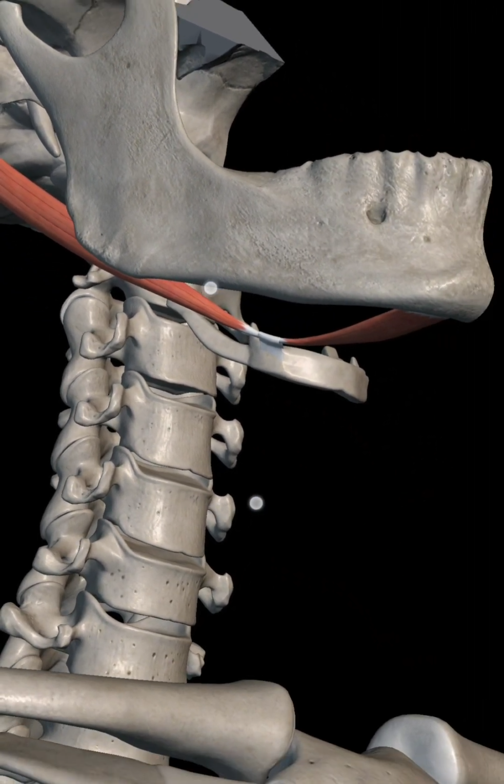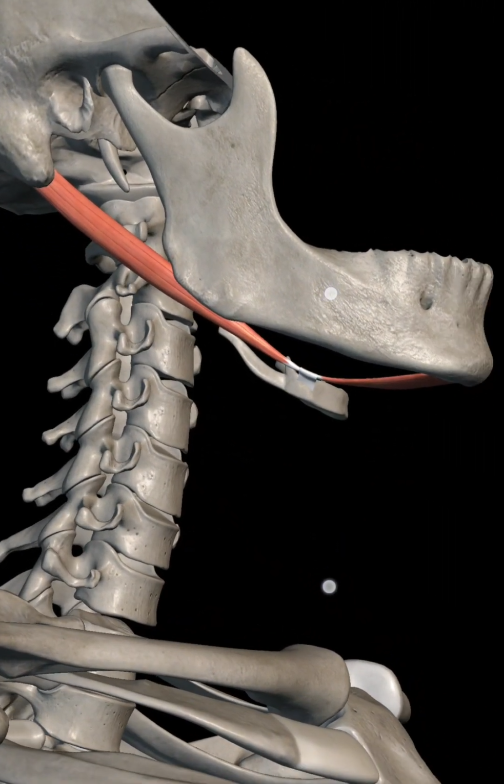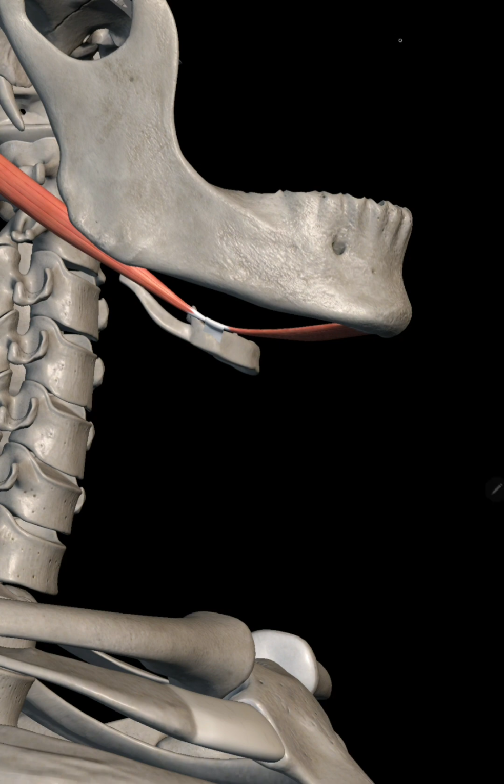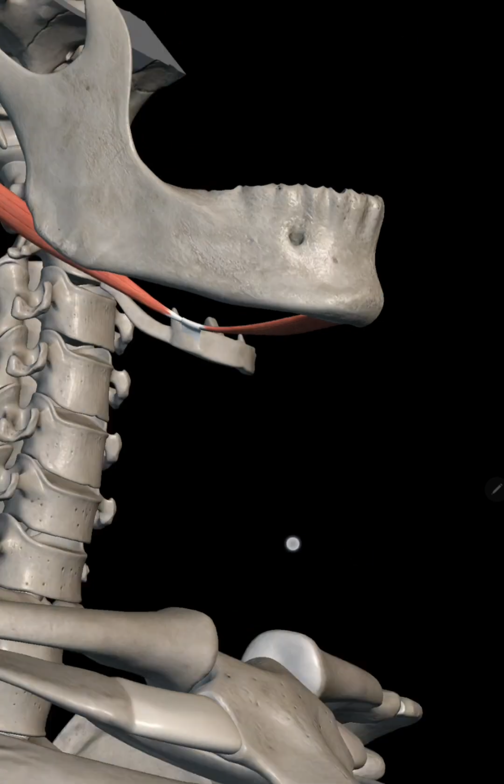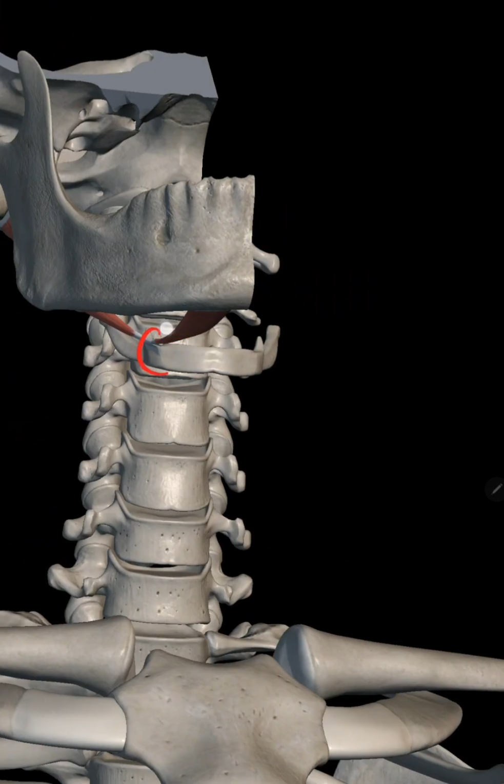Then both of these are inserted into the fibrous loop. You can see here the fibrous loop. Together they are meeting at the fibrous loop, and this fibrous loop or pulley is attached to the hyoid bone here. You can see this, the attachment is on the hyoid bone.